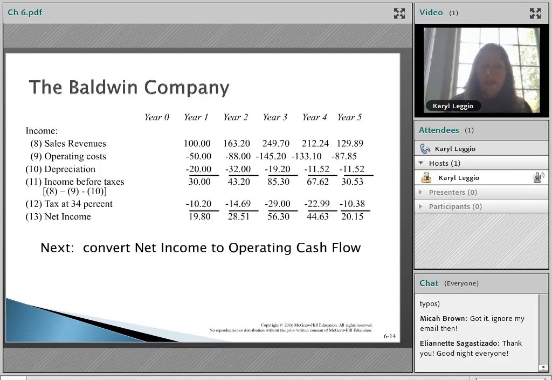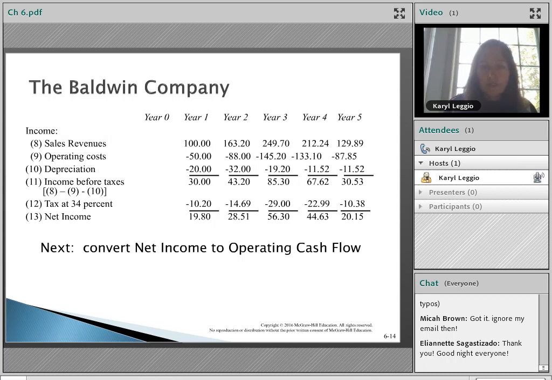Now, that gets us to our earnings before interest and taxes. Remember, when we're doing cash flow analysis, we never include interest expense. We account for that elsewhere. We'll get to that in a couple of chapters. So earnings before interest and taxes is the same as our earnings before taxes when we're doing a cash flow analysis. So what we have right here is we have figured out through line 11.